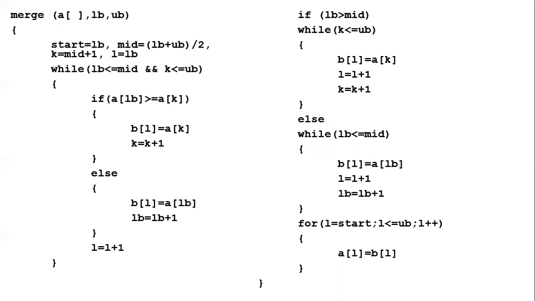Otherwise, if the second sorted array is exhausted, then the pending content of the first sorted array will be dumped into the temporary array. Temporary array is not A array, it is B array. So the content of A[LB] will be stored into the B array and LB will be increased by 1. Similarly, L will also be increased by 1. After that, the data content of B array will be dumped to A array. In this way, the merging is done.